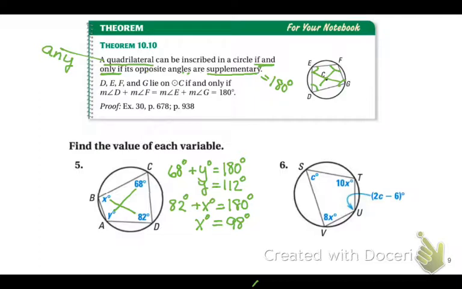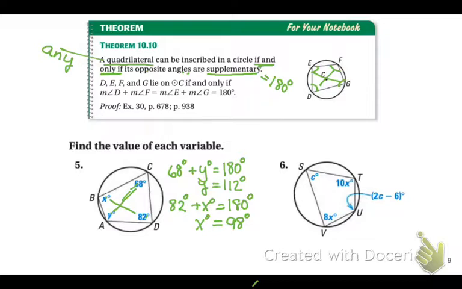Just remember, anytime you see a quadrilateral, a shape with 4 sides, inscribed into a circle, you know that those opposite angles are going to be supplementary. They are not equal like on a rhombus. Don't get those confused. A rhombus is not inside a circle. They only are supplementary if they are inside a circle.